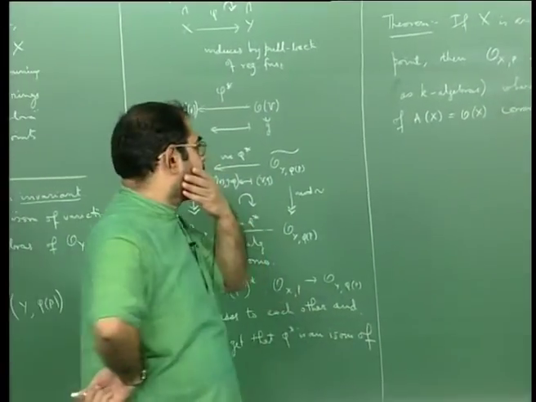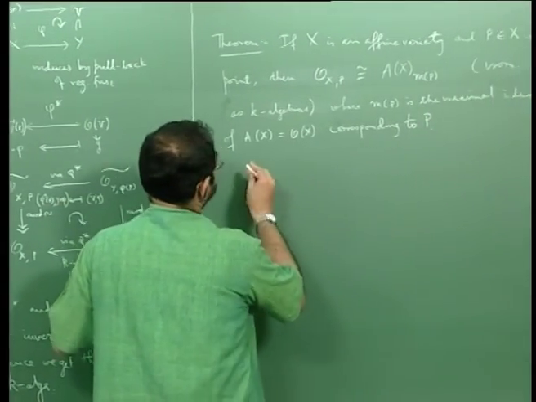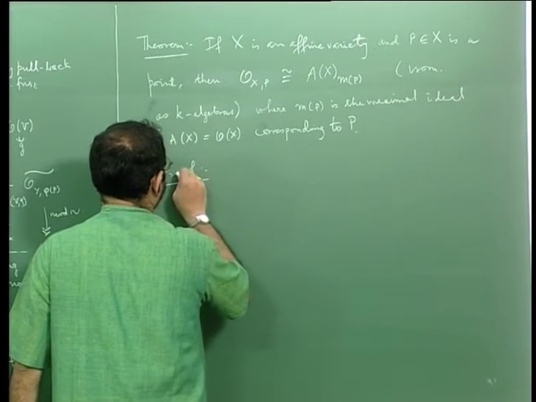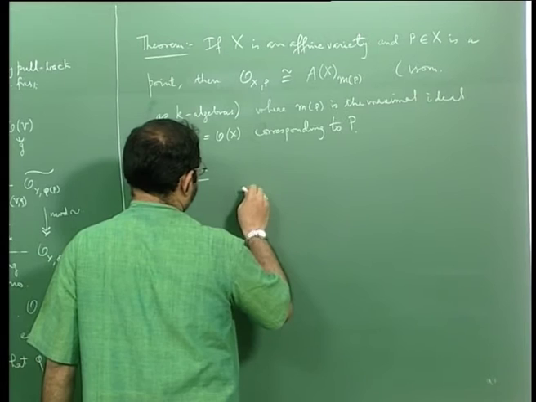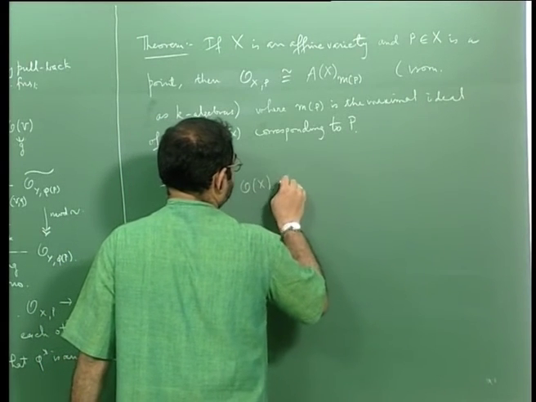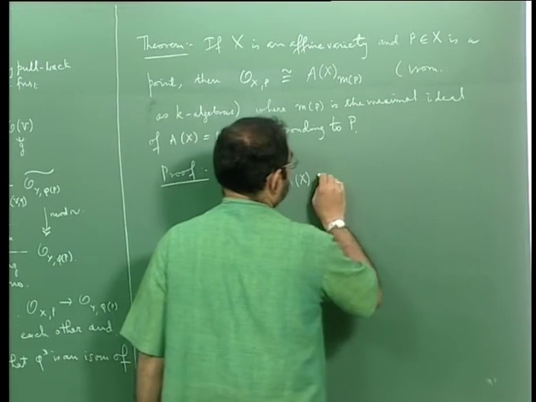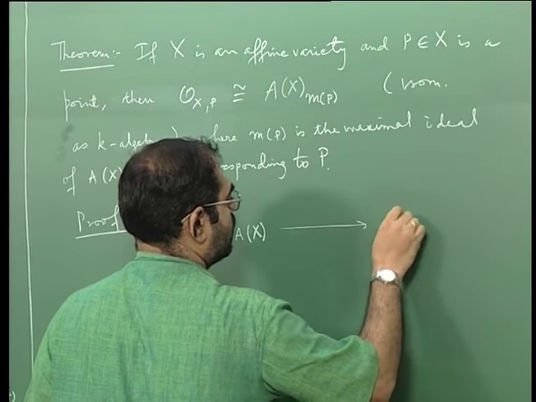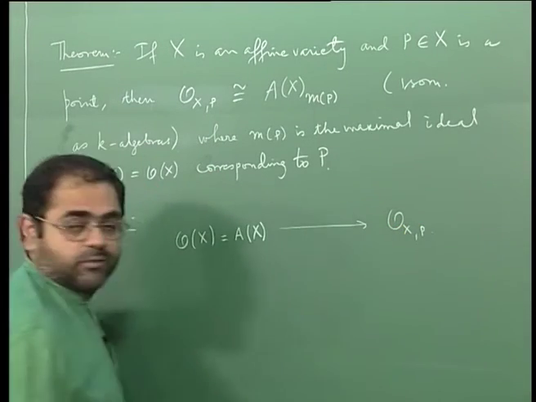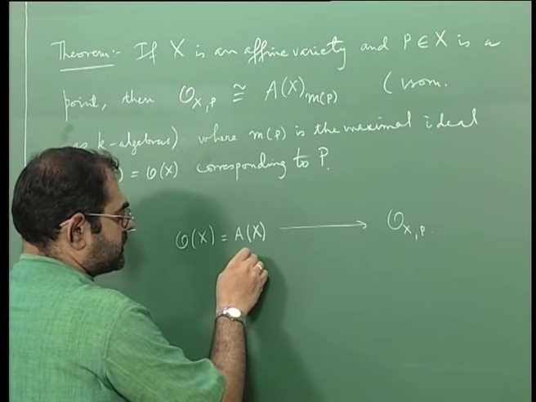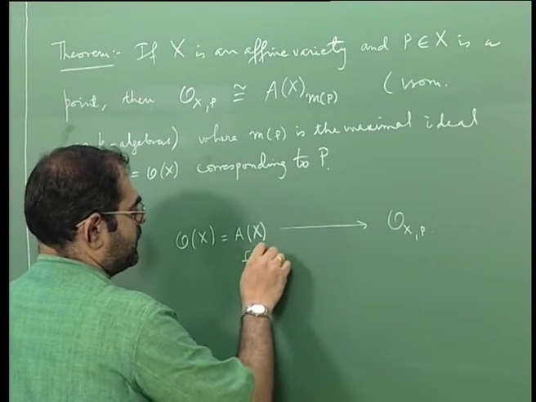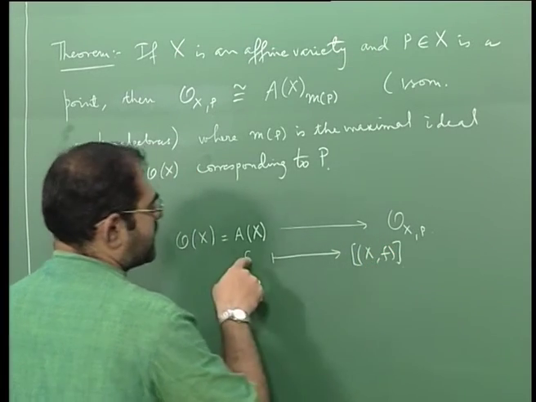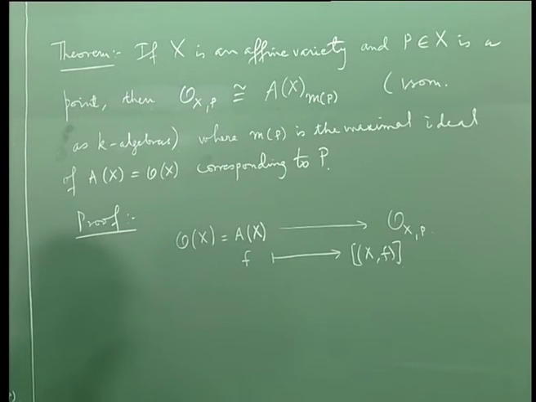Okay, so here is a proof of the theorem. It's also pretty easy. The proof is, well, you have O_X, which is A_X, and from O_X you have the following map into O_{X,P}. Here is my map: you give me any regular function f, you just send it to the germ of the pair (X, f). So simply send every regular function to its germ.